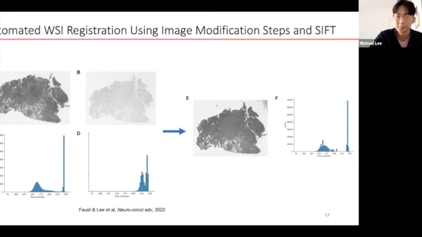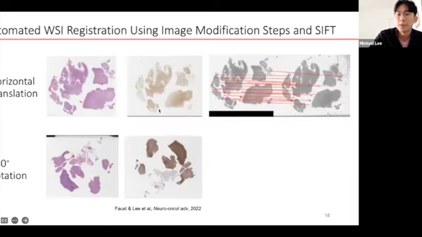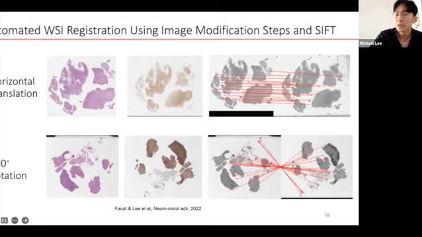And so when we use SIFT, we can essentially align these images in a very successful manner. Here, even despite 180-degree rotation on the bottom right image pair, you can see that the different areas of the tissue have been matched and aligned together despite the differences in the two images.